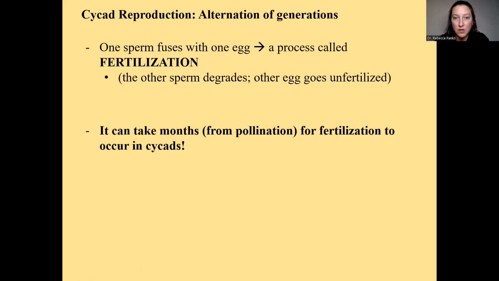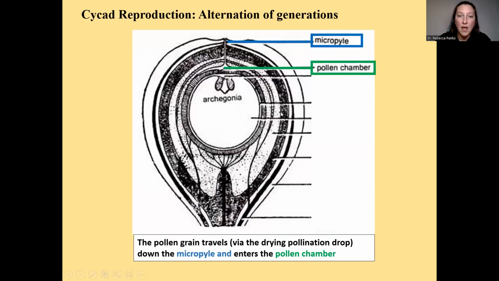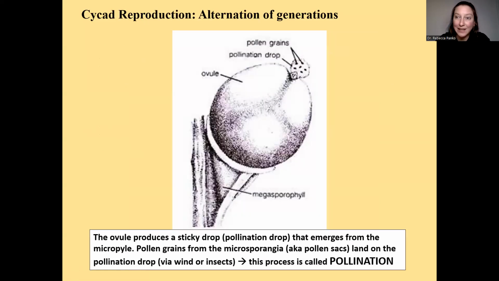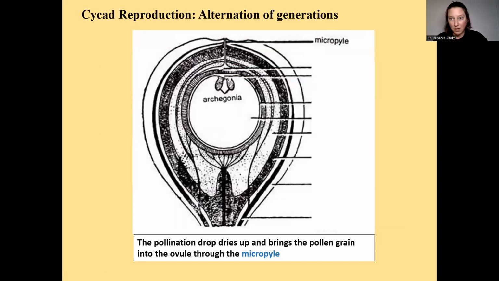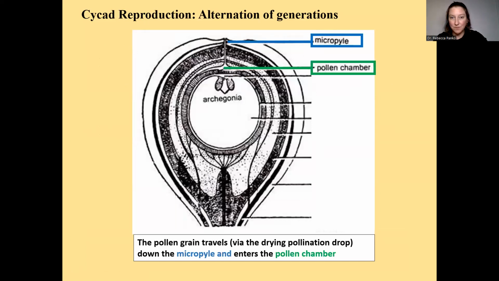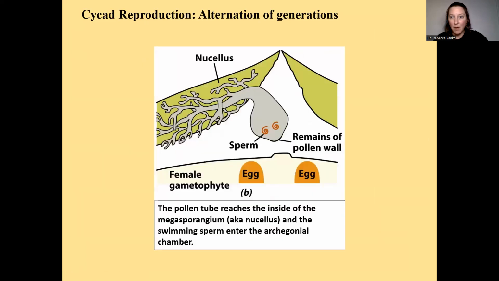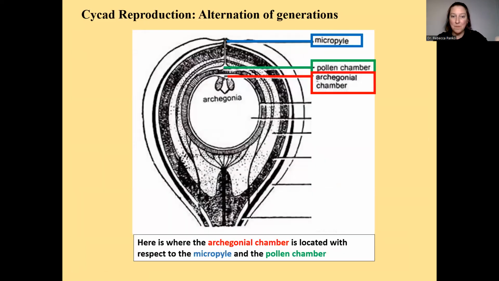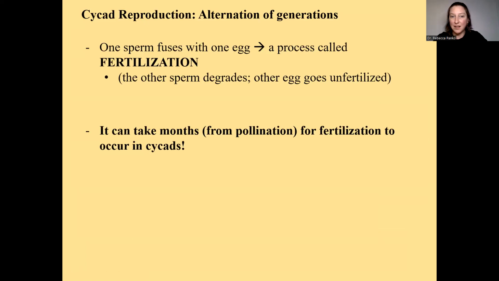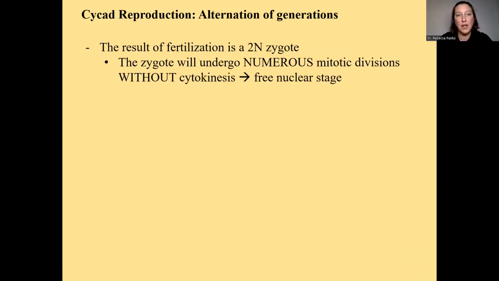So just to remind you, the pollen grain lands on the pollination drop. And then months and months go by where all these processes are happening, until finally fertilization happens, right? So that's part of the reason why cycads are facing extinction.